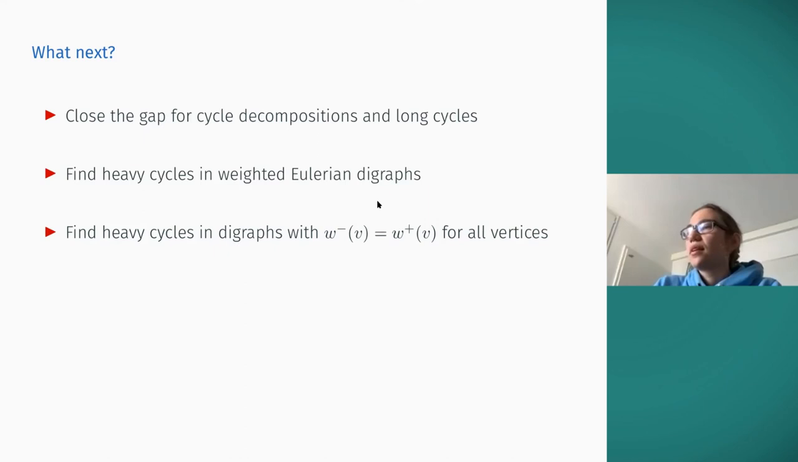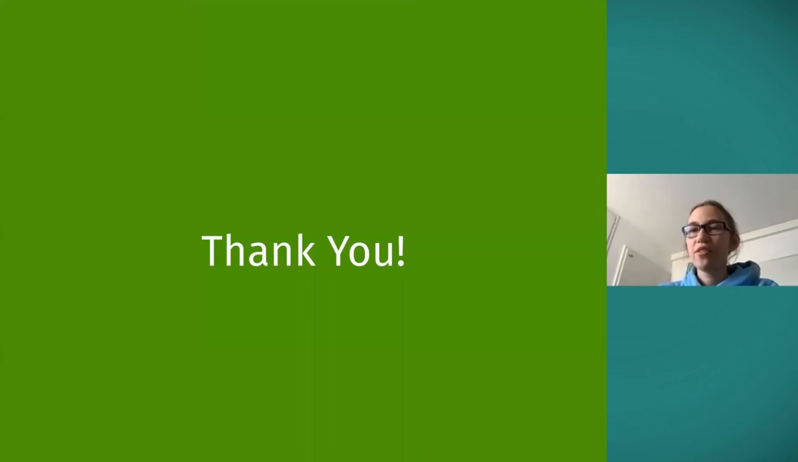So these are some directions that still need to be explored, but especially for closing this gap, I think it's pretty hard. In particular, our methods seem to reach some kind of natural boundary here, because removing cycles one by one seems to give this very natural log factor that I personally don't see how to get rid of using our methods. Okay, then thank you for your attention, and I'm happy to answer any questions.